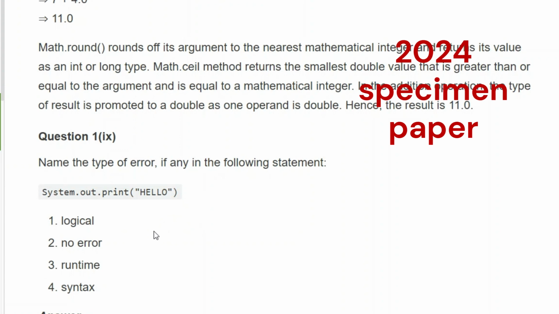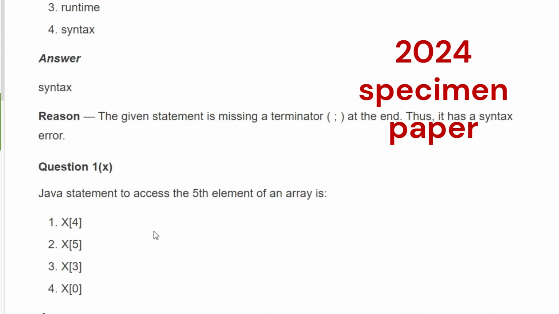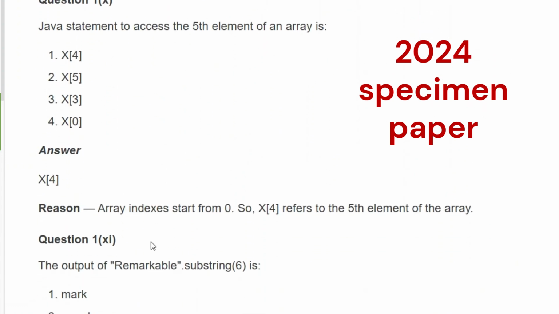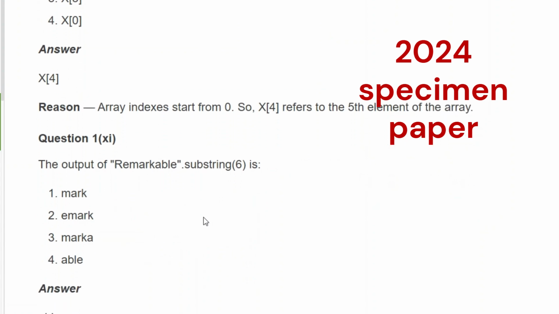Java statement to access the fifth element of an array. Fifth element means index is 4. Always index is one less, so fifth element index is 4, x[4]. The output of the string's substring(6). Substring 6 means index 6. R is 0, 1, 2, 3, 4, 5, 6. Index 6 is A. From 6 to the last index, so ABLE is your output. 6 means from 6 to the last.